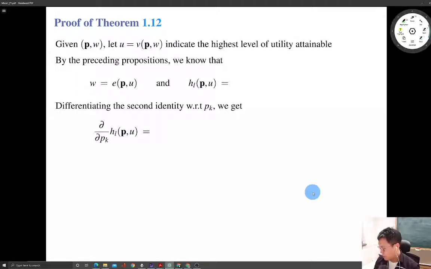All right, then let me illustrate how to derive the Slutsky equation from duality. We have one price vector P and the consumer's wealth W. As I told you, U stands for the highest level of utility. By duality, we know that if U is given by the indirect utility under the same parameters, we have this relationship, due to the relationship between the indirect utility and the expenditure function.